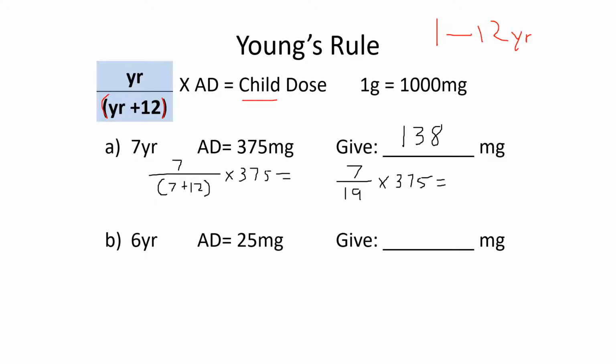A 6-year-old, so we have 6 over 6 plus 12. The adult dose this time is 25 milligrams. Remember, you've got to do everything in the denominator first. So about 8.